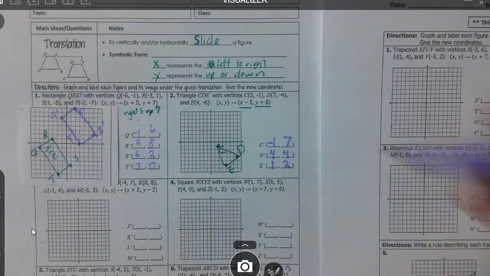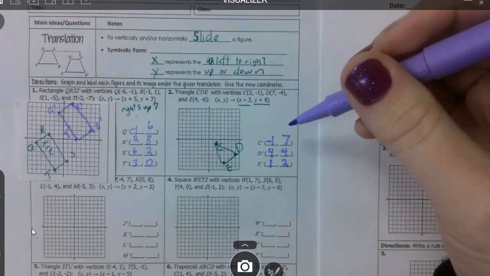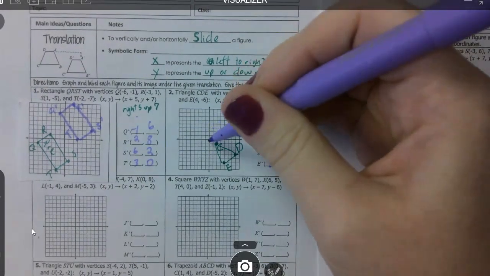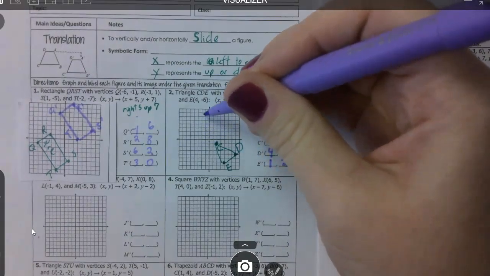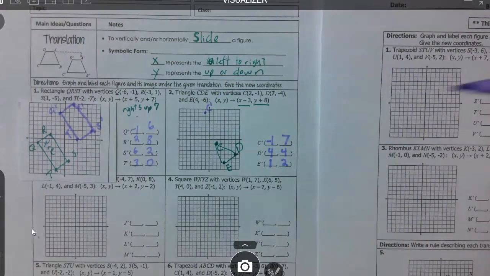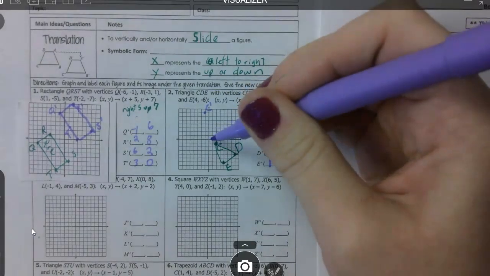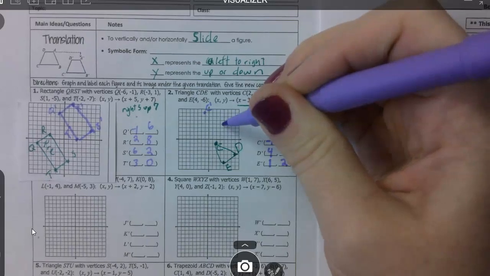So let's go ahead and graph this now that we know where the coordinates are supposed to be. C prime is at -1, 7. So -1, 1, 2, 3, 4, 5, 6, 7. I guess there's still a little bit of counting, but it's not that bad. There's C prime. D prime is at 4, 4. So 1, 2, 3, 4. 1, 2, 3, 4. Right there is D prime.